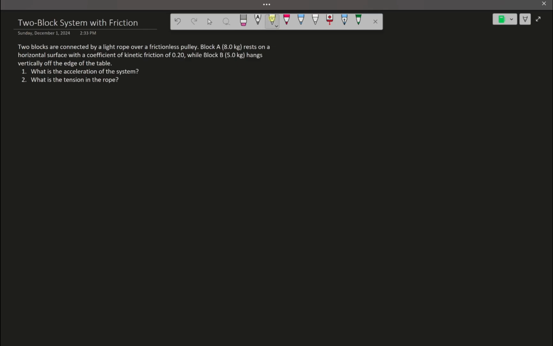So the first thing I want to do is draw a picture of this, right? So I have some table, there's a pulley on the edge of it. Block A is sitting on the top of the table and it is connected with a rope to block B that's hanging off the edge.